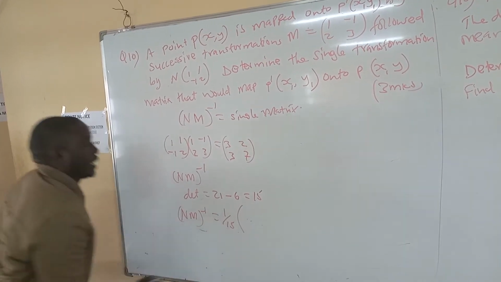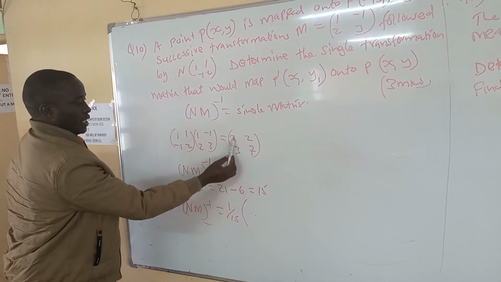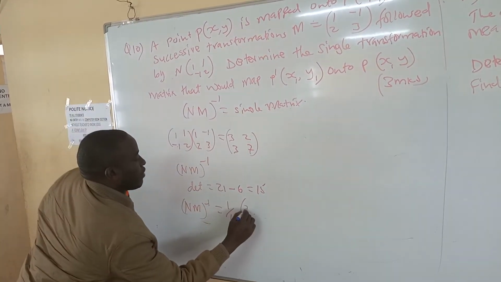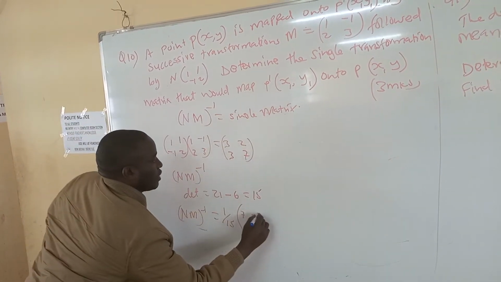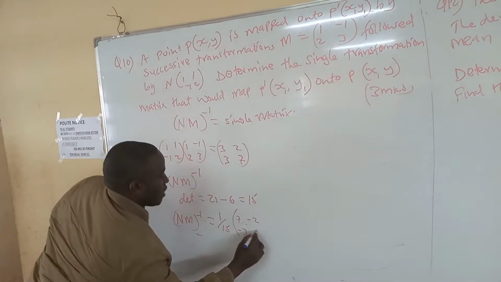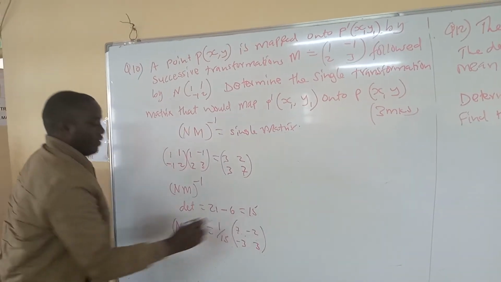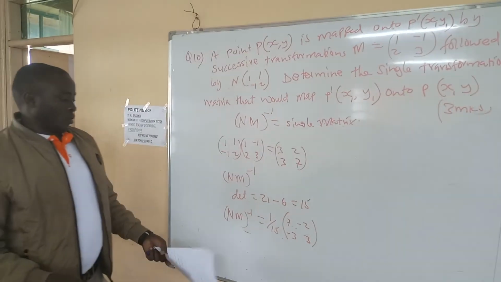into brackets. You interchange this one, so it becomes 7, and you negate the other entries, so this is negative 2, and this is negative 3, and now 3 comes here. So that is the inverse. You can open that to have it single.